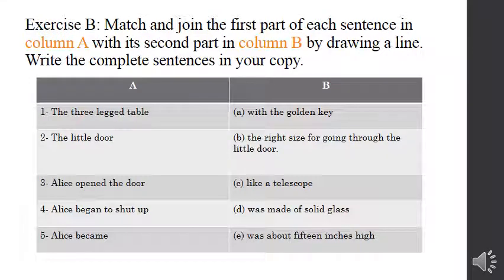This here is exercise B from your book. In this exercise, you have to match the sentences in each column so they combine to make one complete sentence. For example, the first sentence in column A matches with the sentence labeled D in column B. It's a very simple and straightforward exercise. I want you guys to do it on your own without any help from a family member.